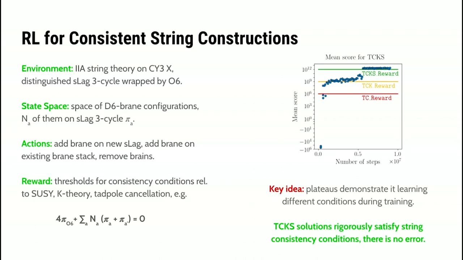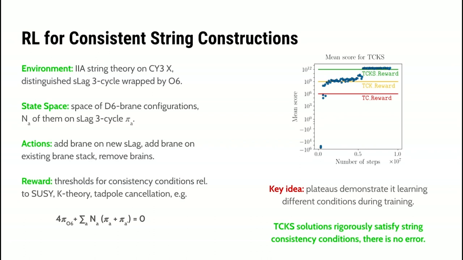The state space in this setup, because if we want to use reinforcement learning, we have to define a state space and an action space, is the space of possible ways of putting these things called D6 branes, which are physics objects, on the special Lagrangian three-cycles pi A. The actions in this setup involve adding a brane on a special Lagrangian, or adding a brane on an existing stack, or removing branes.